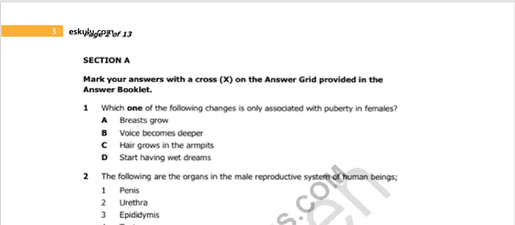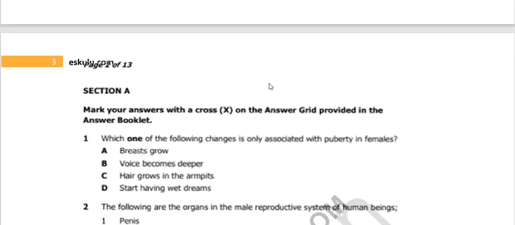For section A, the first question asks: which one of the following changes is only associated with puberty in females? We've got A, breasts grow. B, voice becomes deeper. C, hair grows in the armpits. And D, start having wet dreams. The keywords are only associated with females.